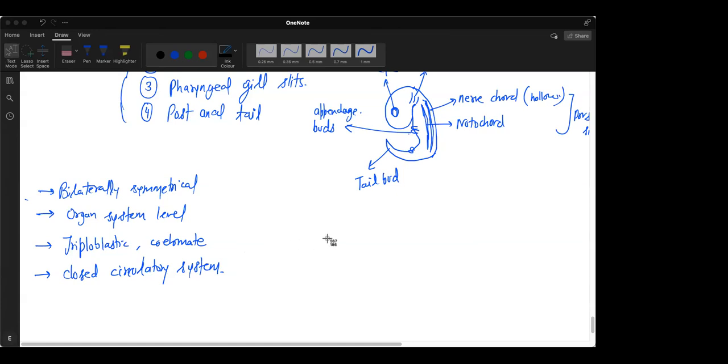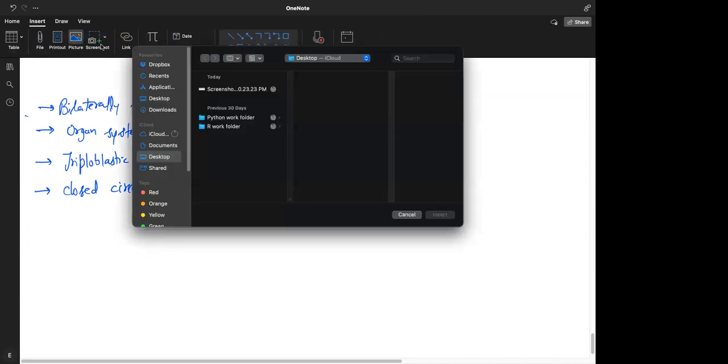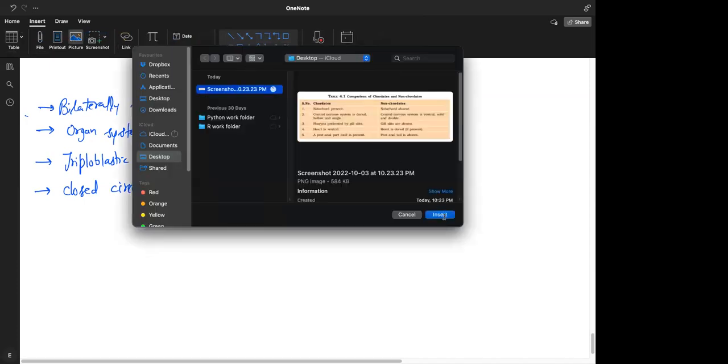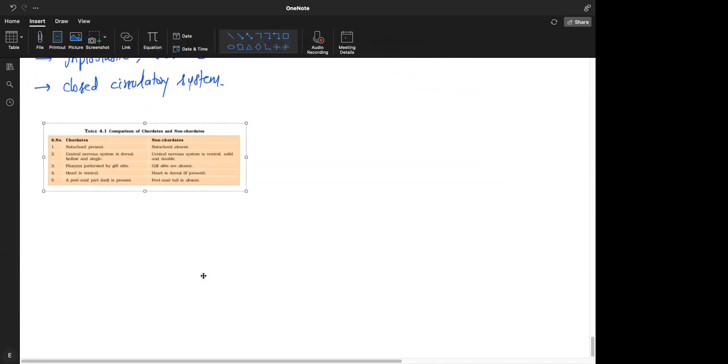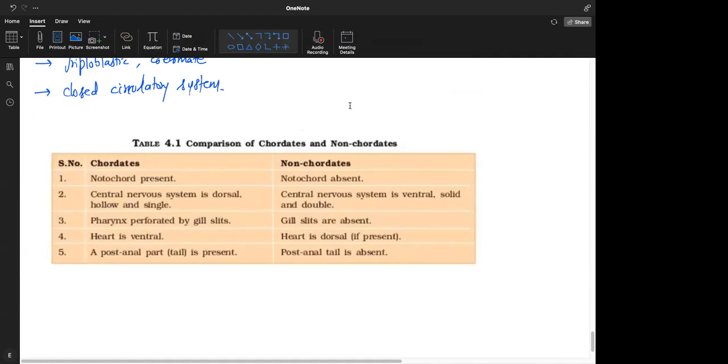Okay, can you read that table for me? Yes, sir. Chordates, notochord is present. Non-chordate, notochord is absent. Chordate, central nervous system is dorsal, hollow, and single. Non-chordate, central nervous system is ventral, solid, and double. Chordate, pharynx perforated by gill slits. Non-chordate, gill slits are absent.